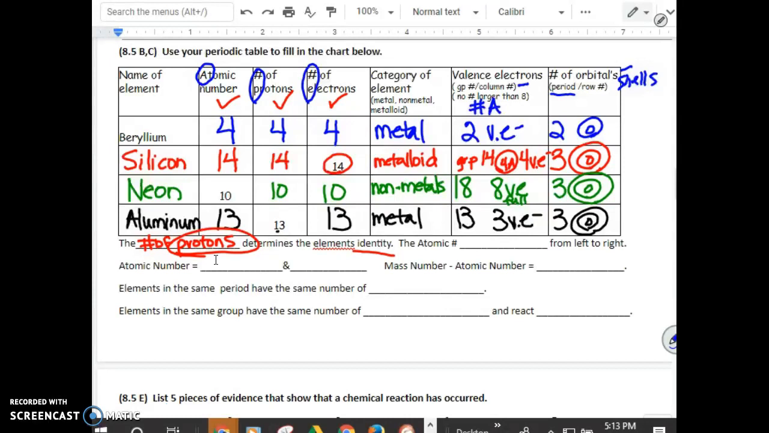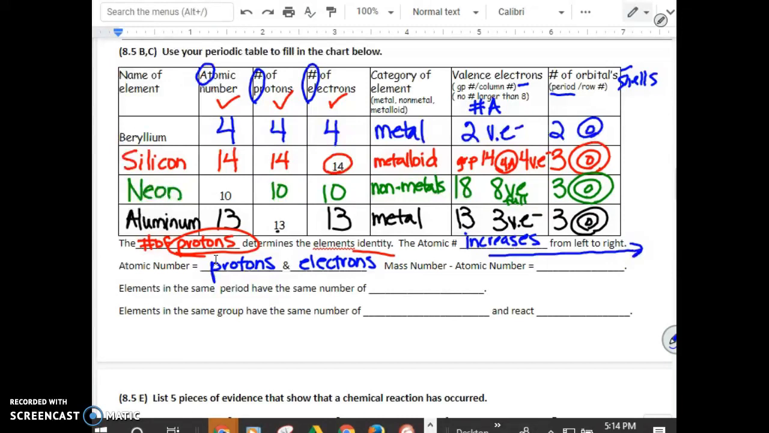The atomic number increases going from left to right, and the atomic number equals the number of protons and the number of electrons. So you've got 10 atomic number, you got 10 protons, 10 electrons.